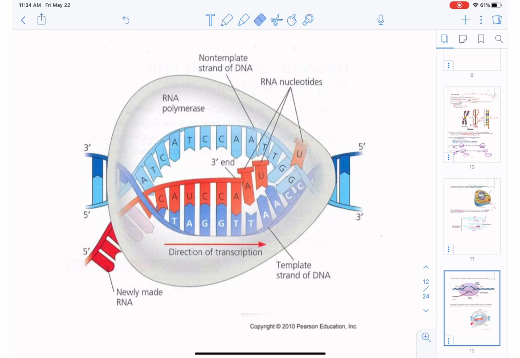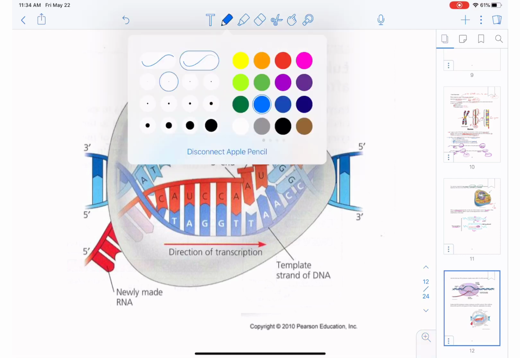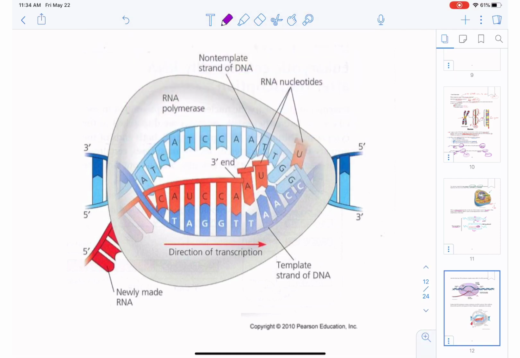Well, the first thing that the RNA polymerase has to do is take this double-stranded DNA and unwind it. So the RNA polymerase unwinds the double-stranded DNA. And the reason this is important is because now that gives the RNA polymerase access to this template strand of DNA.